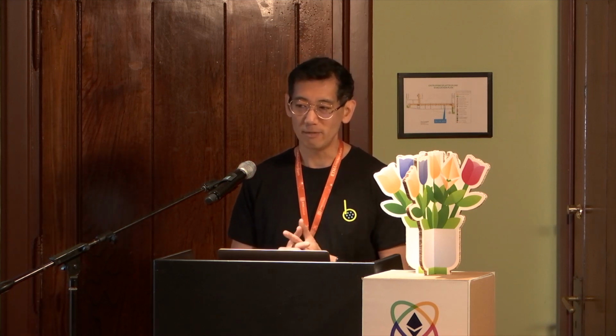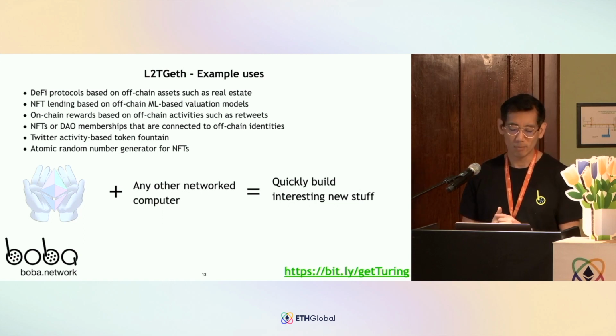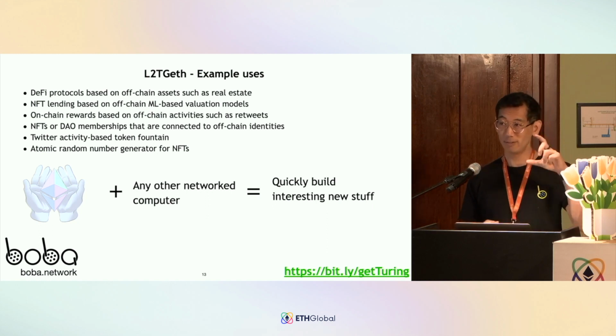And by now, developers have started building on Boba using Turing, and I'll give you some example use cases. For example, you can build DeFi protocols based on off-chain assets, such as real estate or some sort of bonds denominated in fiat in the TradFi world. You can now start pulling these fiat world, real world assets into DeFi protocols. There's a team building on Boba creating an NFT lending protocol that uses an off-chain machine learning-based valuation model to put a valuation on these NFTs so that they can figure out how much to lend against these collaterals.